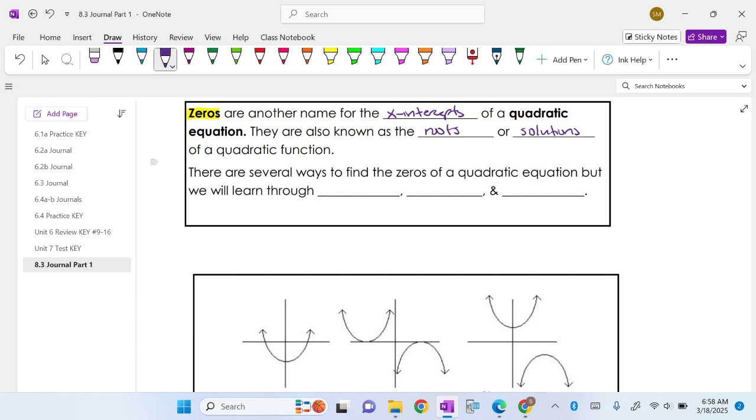So think back to linear equations. When we solve them, we will get x equals a number. Similar in this situation, but we'll get x equals up to two numbers. Now, there are several ways to find the zeros of a quadratic equation, and we're going to do it through graphing. If I could actually spell correctly, y'all. Through graphing, factoring, and taking a square root.